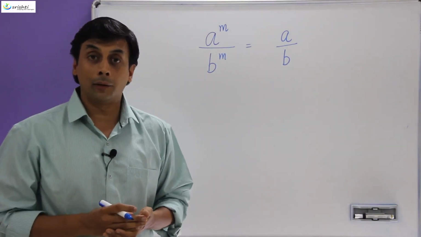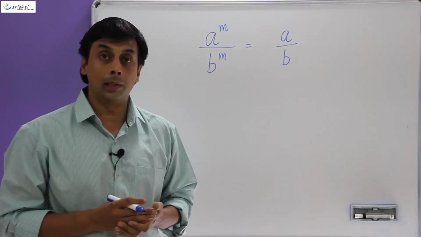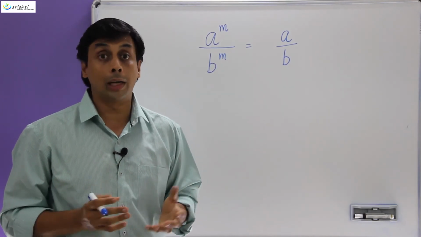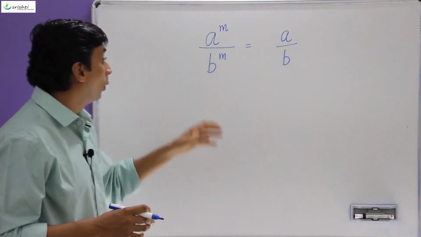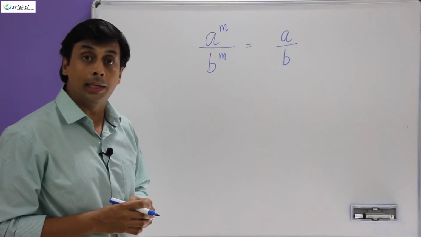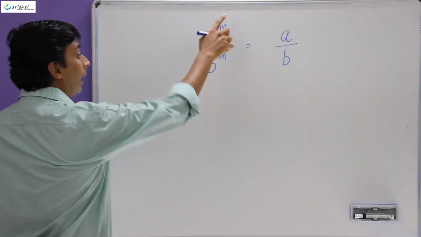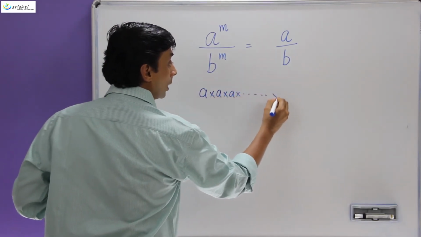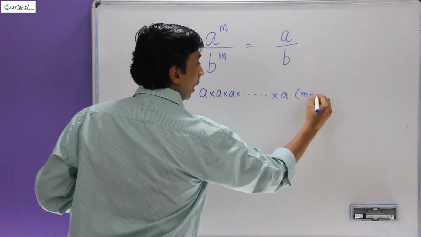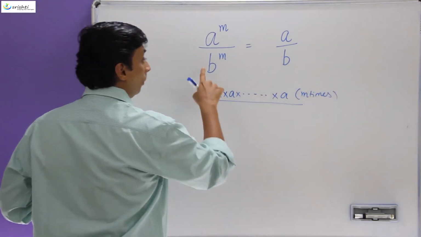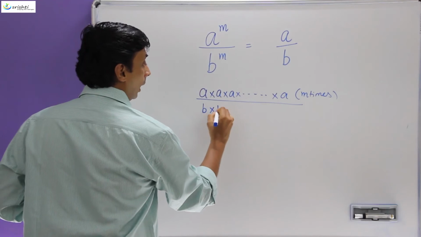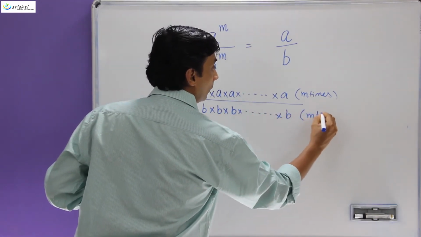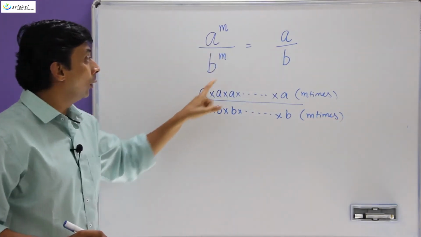One fundamental difference between operators and variables is you cannot cancel out the operators. You can cancel out the variables, but you cannot cancel out the operators. So when you have a raised to m divided by b raised to m, it basically means a raised to m is a multiplied by a multiplied by a, how many times? m times, divided by b raised to m is going to be b multiplied with b multiplied with b, how many times? m times.